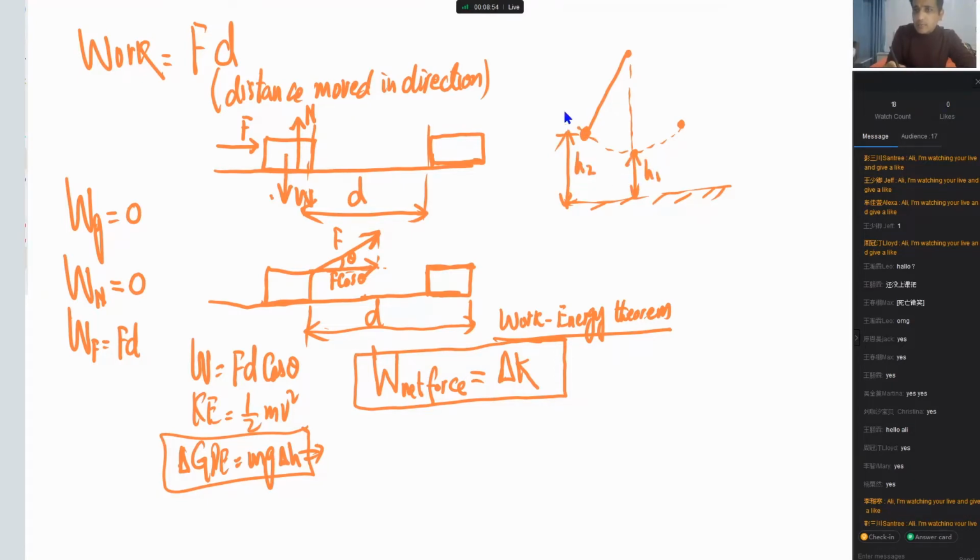So at this point it has only GPE, that is mgh2. We are assuming h here is equal to 0. So at this point it will have kinetic energy plus it will have GPE, because it has height. So most of the time what we calculate is change in potential energy, because we take one reference point. Very important point, you need to understand this one.